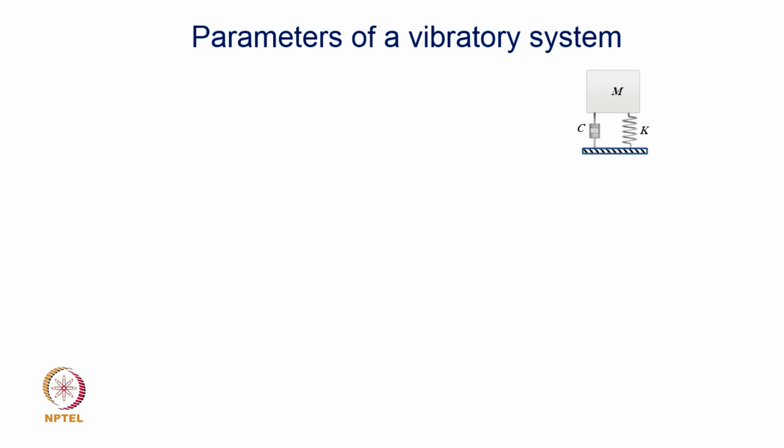Okay. For example, most of the times in this particular topic, we are going to convert a physical object into a simple vibratory model like this comprising k, m and c. So, the elements of this vibratory system are the inertia element, the stiffness element and the damping element, and the parameters are stiffness, mass and damping. So, what are these parameters?